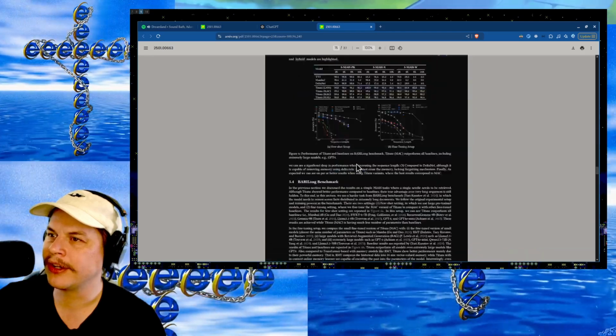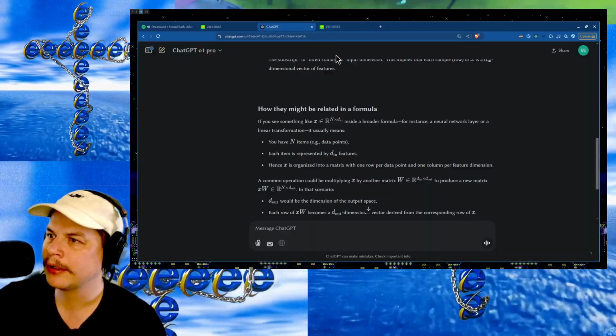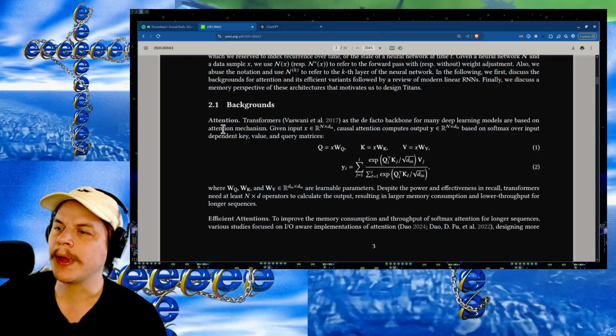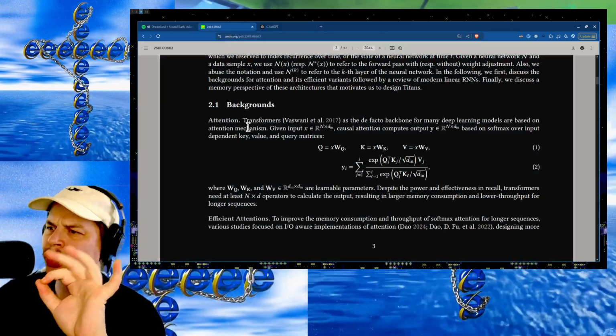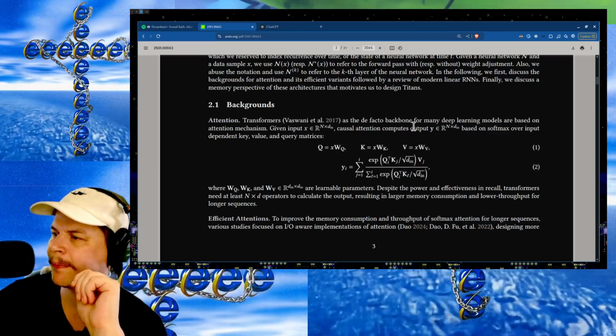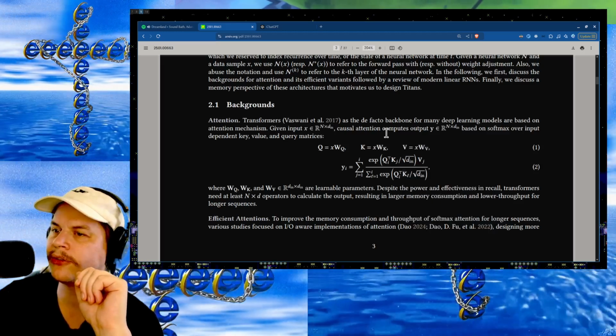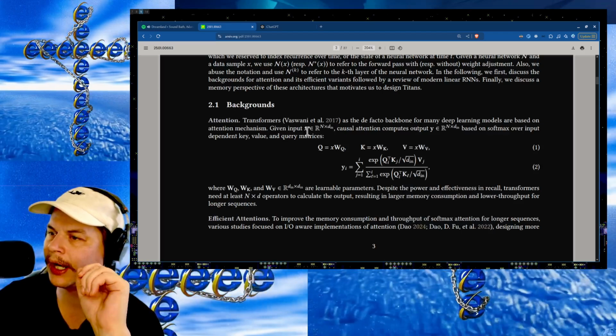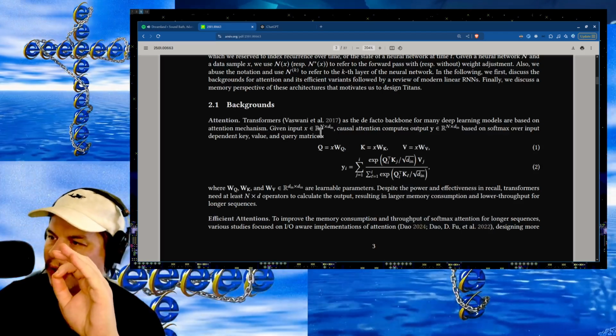Oh, no, they just gave us the ending. Come on, give me the actual paper. It's okay. Okay, so attention. Transformers, as the de facto backbone for many deep learning models, are based on attention mechanism. Given the input X ∈ R^(N×d_in). Okay, here, watch this.